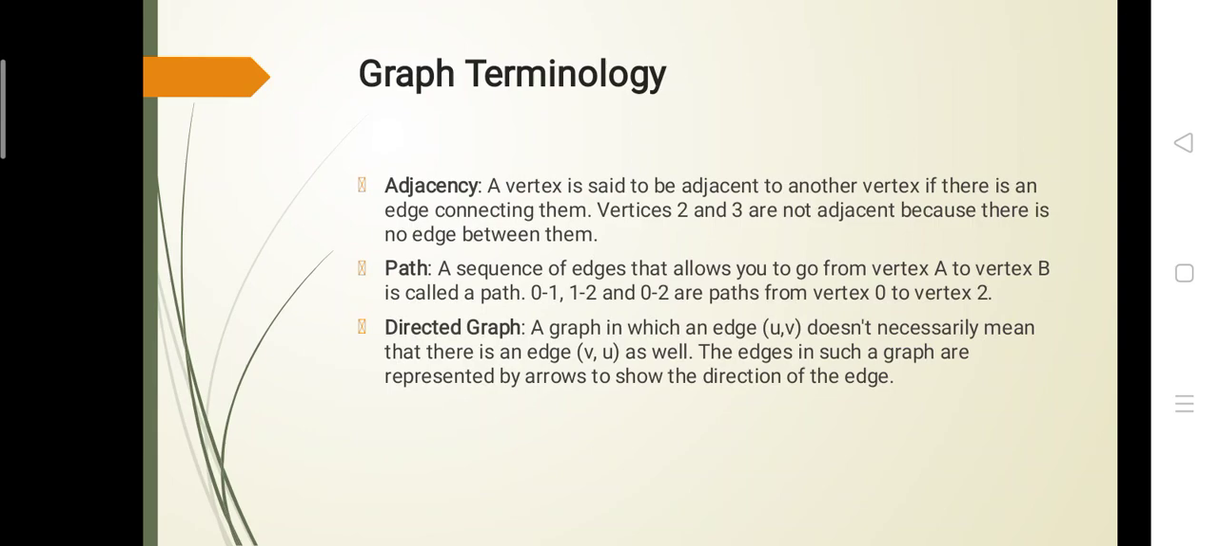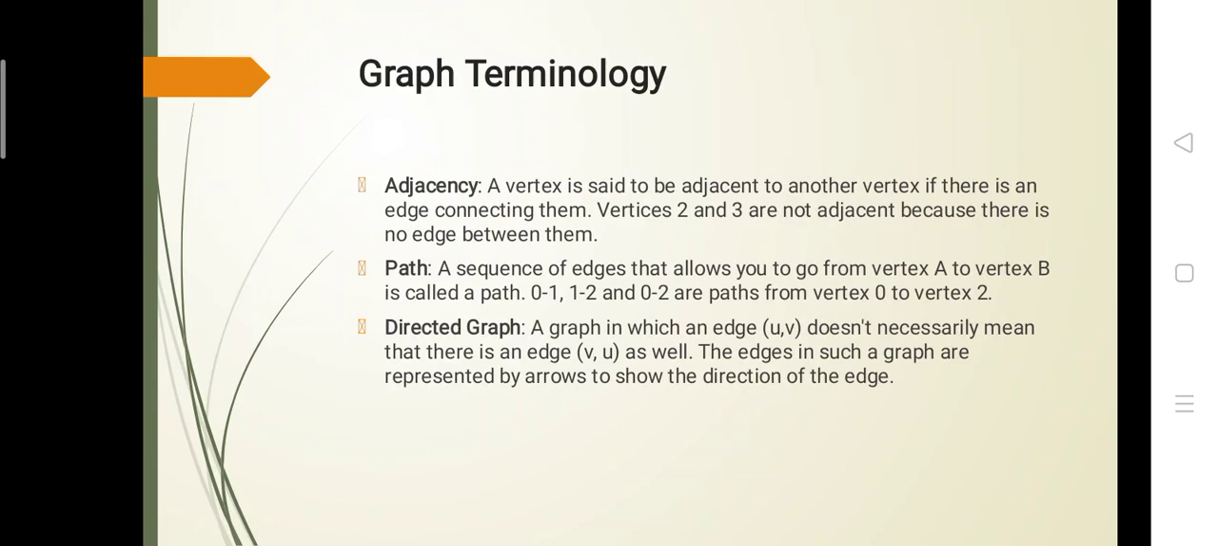ग्राफ टर्मिनोलॉजी क्या होती है? ग्राफ टर्मिनोलॉजी adjacency होती है. A vertex is said to be adjacent to another vertex if there is an edge connecting them. Vertex 2 and 3 are not adjacent because there is no edge between them.